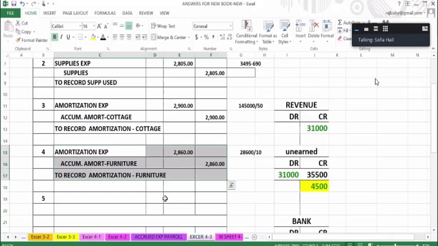You are going to have a separate account for accumulated amortization, because if you want to calculate your book value, you have to show it separately. You can see the trial balance. They have separate accumulated depreciation, right? Furniture they have, cottage they have separate. Yes, 11,000.